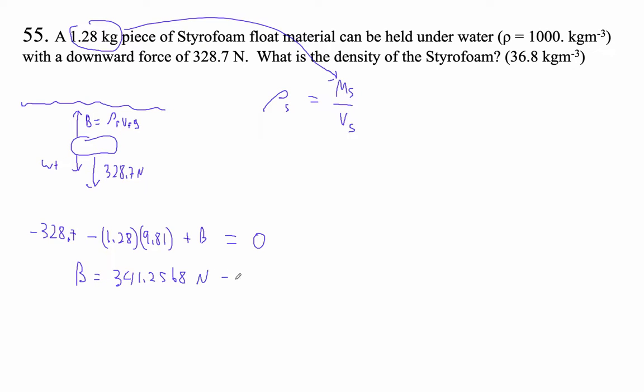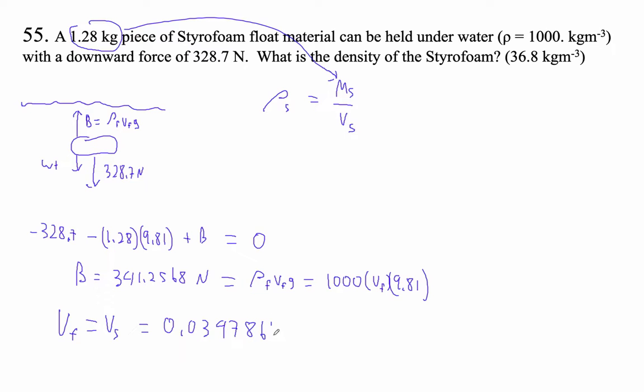The buoyant force is 341.2568 newtons. And that also equals the density of the fluid, which is 1,000, times the volume of the fluid, times g. So that's 1,000 times the volume we're trying to find times 9.81. So I'm going to divide this number by 1,000, divided by 9.81, and I get that the volume of the fluid, which is also going to be the volume of the styrofoam, is 0.0347866 cubic meters.